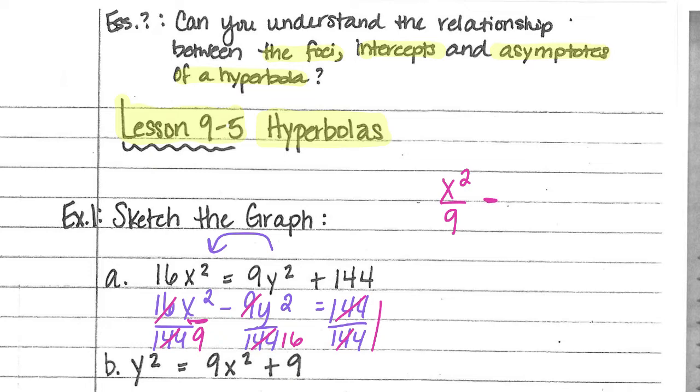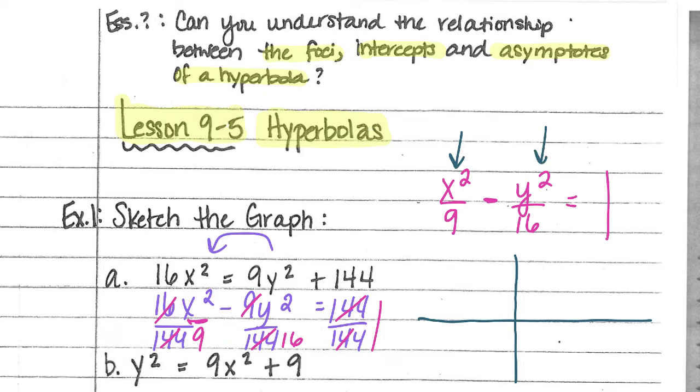So know the difference between an ellipse and a hyperbola. A hyperbola has a minus. y squared over 16 is equal to 1. To graph this, I'm going to do the exact same thing. The first thing I have to do is look for that center. In this case, it has not moved. We're still at 0, 0. So my center is at 0, 0.